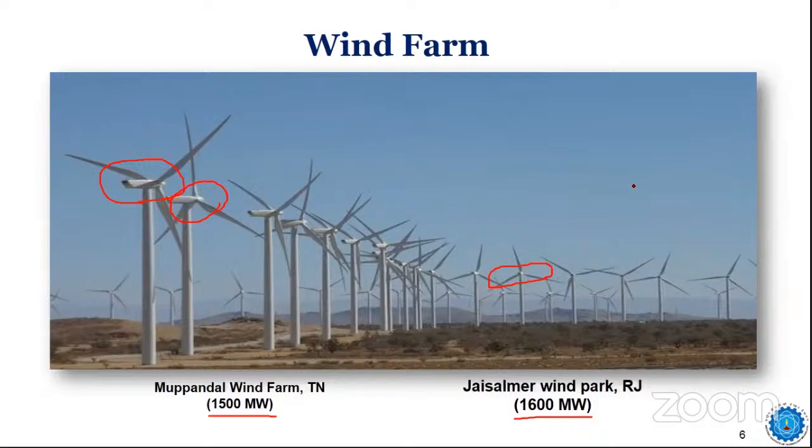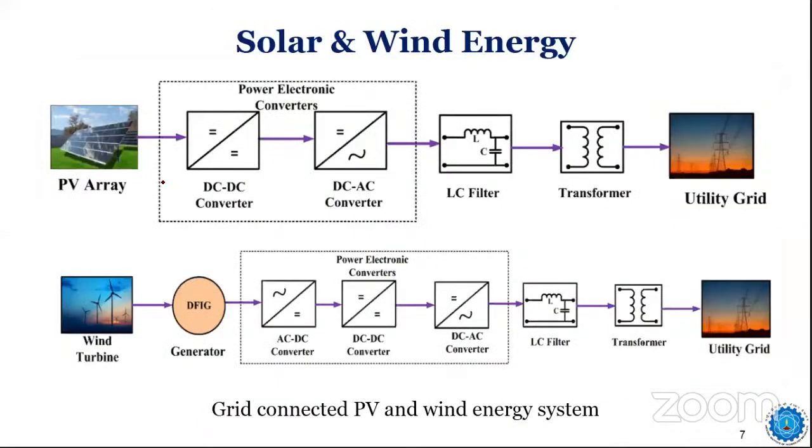There are onshore and offshore wind energy based systems. This type of wind energy system generally employs different types of generators, and based on the different types of generator there are also different types of wind turbines. We'll also see that.